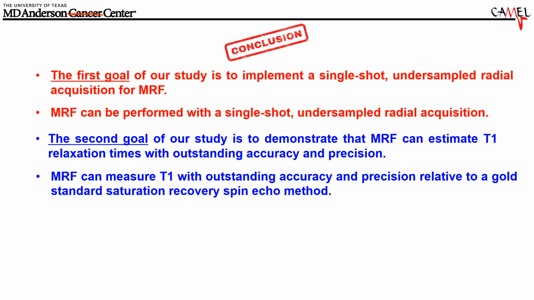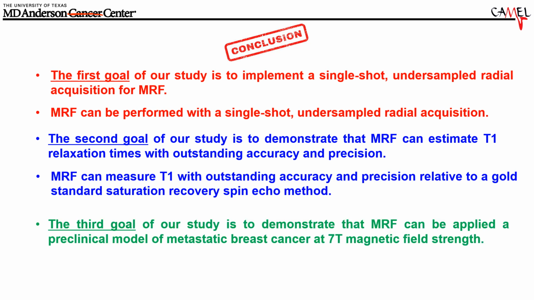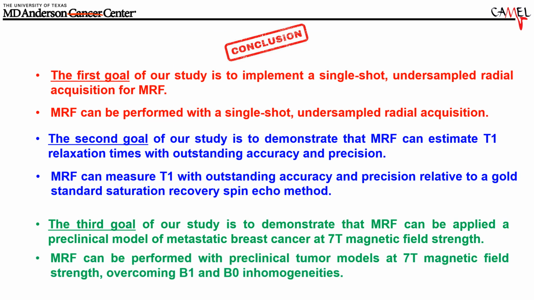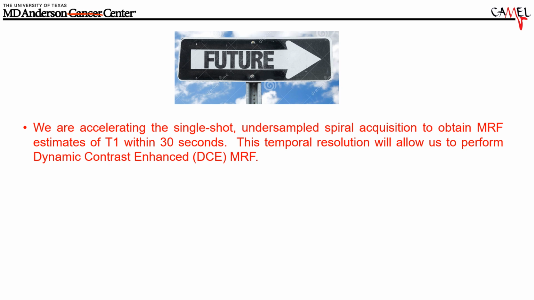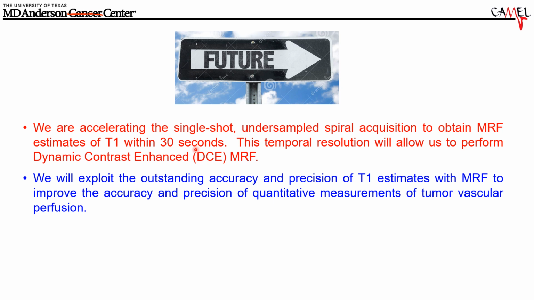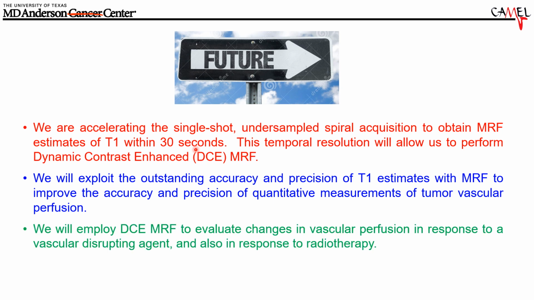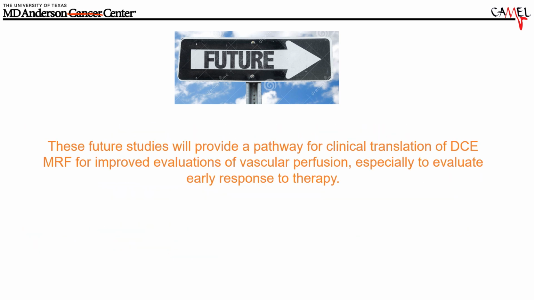So in conclusion, we have created this MRF method. We have demonstrated that T1 can be measured accurately and precisely, and we have performed this with a preclinical model at 7T. So now the method is established, and in the future, we can accelerate this method. We'd like to get down to 30 seconds to perform DCE-MRF, which can then be used to study the tumor vasculature in response to a vascular disrupting agent. And these future studies will then provide a clinical translational pathway so that we can implement DCE-MRF in the clinic to improve upon studies of vascular perfusion. Because DCE-MRI is noisy and imprecise, MRF has great potential to improve upon that precision.